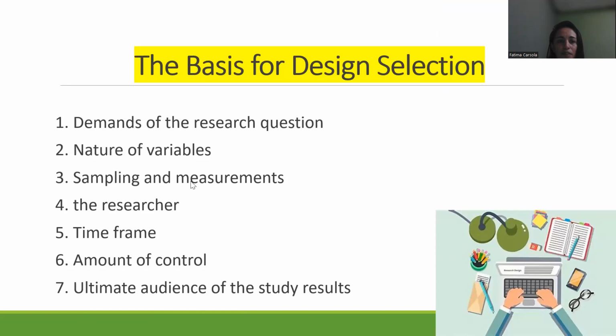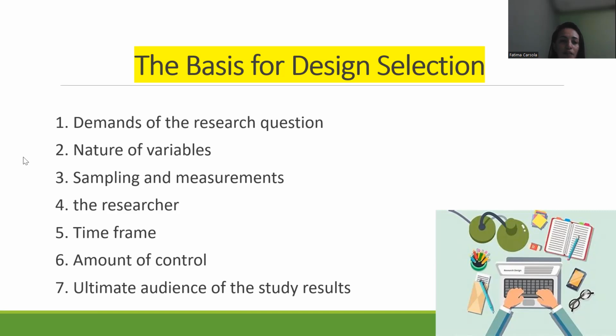Okay, so we have here the basis for design selection. Ultimately, the basis for selecting a design is the demands of the research question. If a research question has been carefully considered and purposefully constructed, then it could be matched to a specific design. And this match between a well-constructed question and the best possible answer is the goal of the research design process.